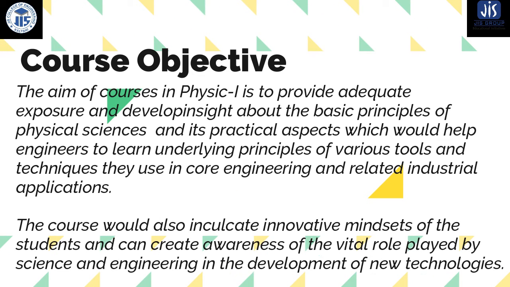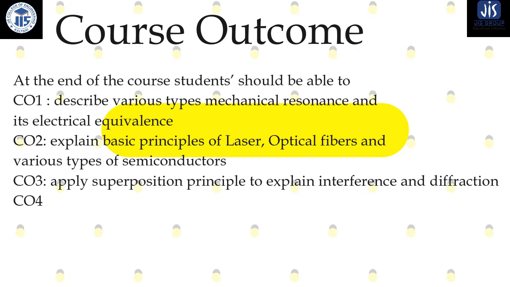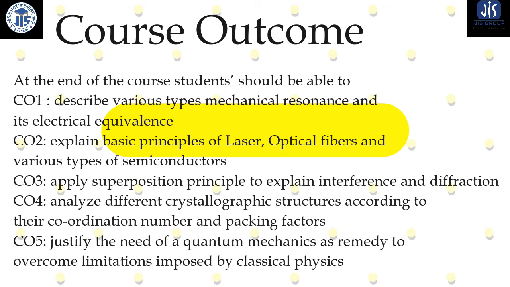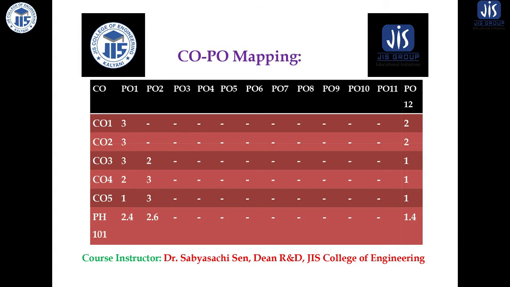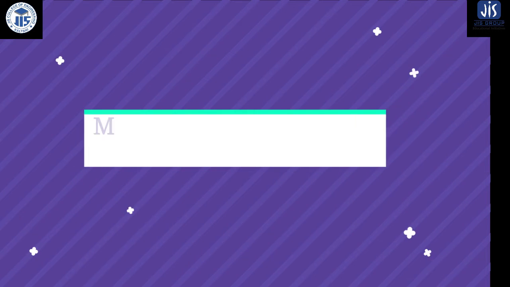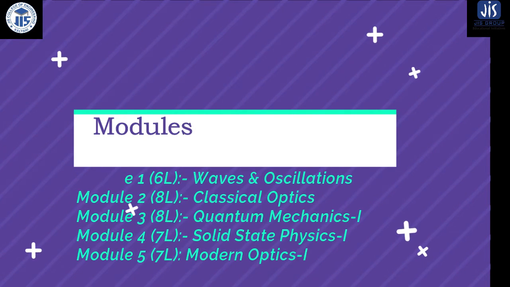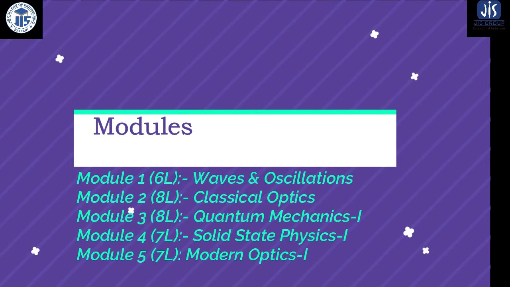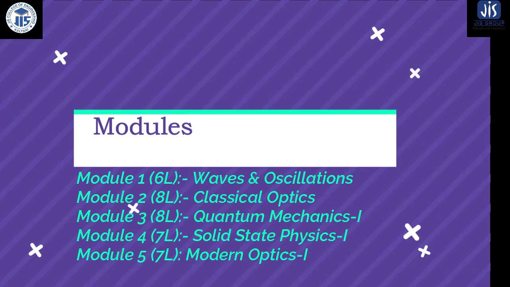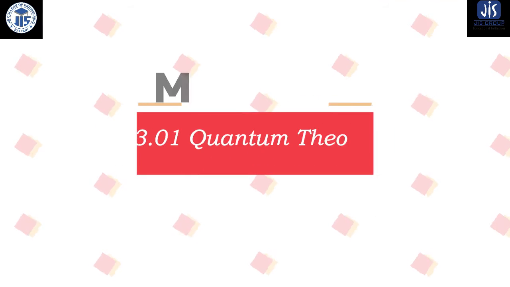Myself is Dr. Shobboshachi Shen. I'll be offering you the physics courses, course objective, course outcome. You can see on the screen, and we are in outcome-based education. So every course is mapped with its probable outcomes, which I have illustrated later on. Now there are five modules. We'll be going one by one to each module and explore the world of physics.